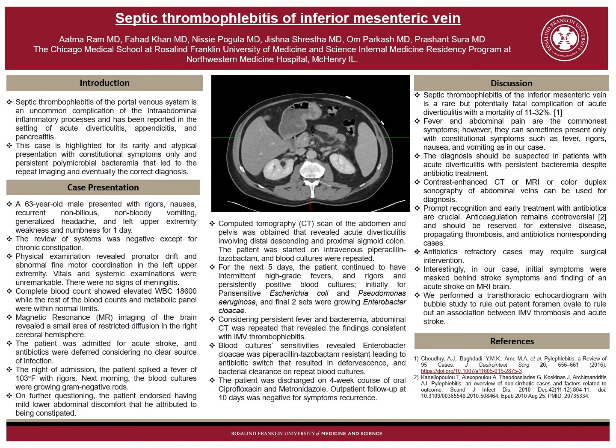Initially, the blood cultures were positive for pan-sensitive Escherichia coli and Pseudomonas aeruginosa. However, later on, some of the blood cultures grew Enterobacter cloacae. Considering the patient's persistent symptoms and persistent positive blood cultures, we performed a repeat CT scan of the abdomen to look for any abscess or other complication, and to our surprise, we found inferior mesenteric vein thrombophlebitis.